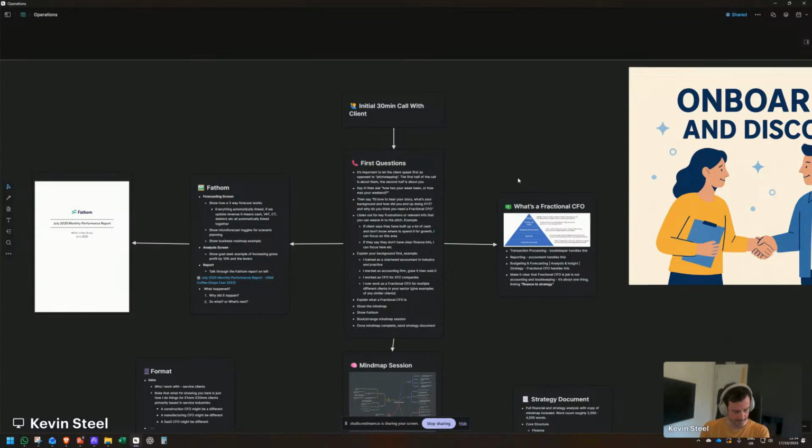I will also caveat everything I'm about to show you and say that I primarily work with professional services B2B companies, somebody that offers a service in the 1 million to 20 million range. So I'm not a manufacturing CFO, not a construction CFO, I'm not a SaaS specialist CFO. So your processes might be a little bit different to mine, but this is how I do it for service companies. However, the initial 30-minute chat with the client should be pretty universal to everybody.